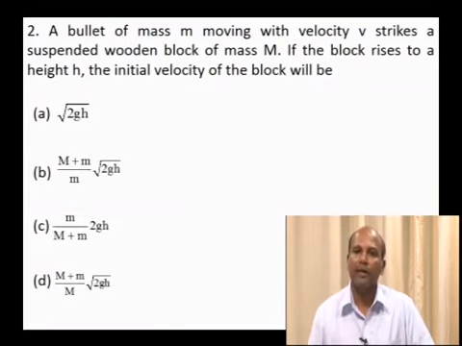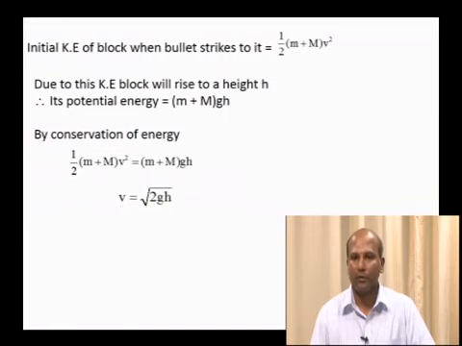Option B is (m plus m) divided by m into square root of 2gh, C is m divided by (m plus m) into 2gh, D is (m plus m) divided by m into square root of 2gh. So the initial kinetic energy of the block when the bullet strikes it is half mv squared. This is the total system mass, therefore it is m plus m. Due to this kinetic energy the block will rise to height h, and when it is raised, its potential energy is mgh.